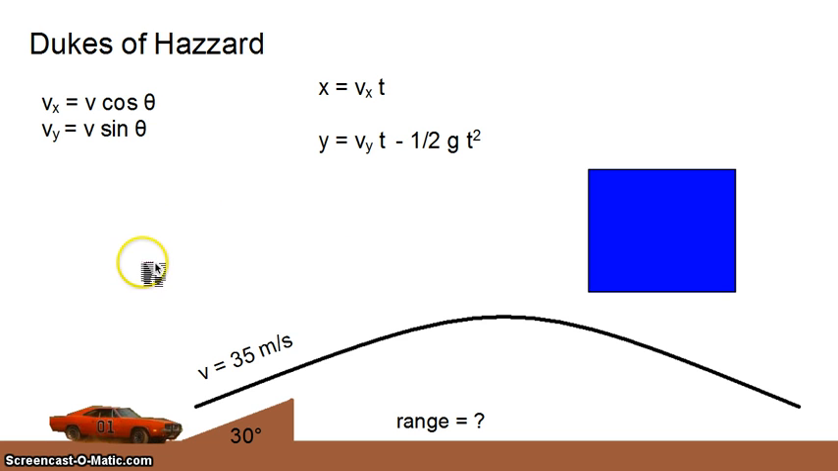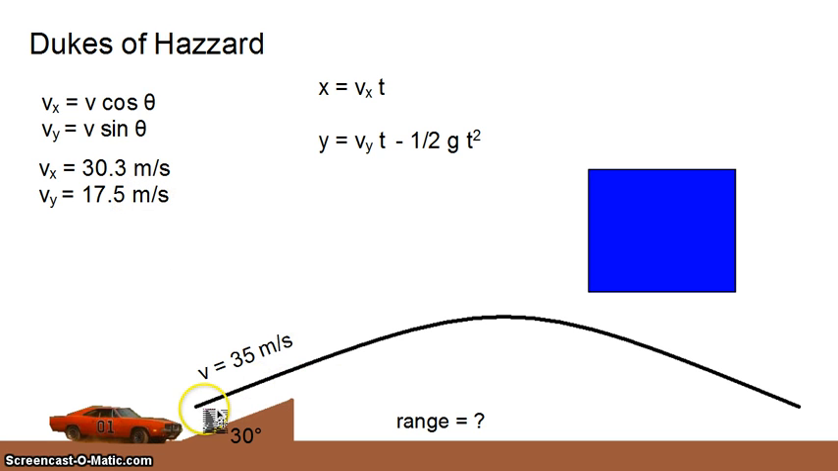In the Dukes of Hazzard problem, because in Dukes of Hazzard they never drove off cliffs, they drove off jumps. So because the car is going off a jump, its velocity of 35 meters per second has both a vertical and a horizontal component, a Vx and a Vy, and we need to find those. We can find those just like we found forces and force vectors. When we plug in the numbers 35 meters per second and 30 degrees into these equations, we get the x component is 30.3 meters per second and the y component is 17.5 meters per second.